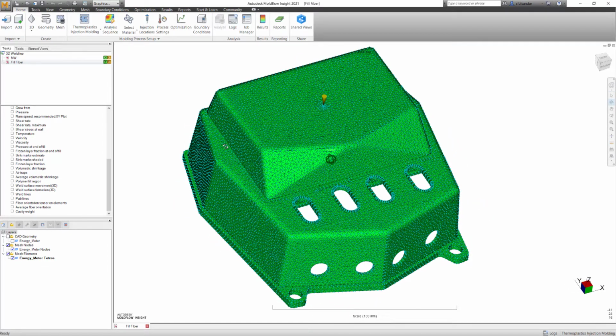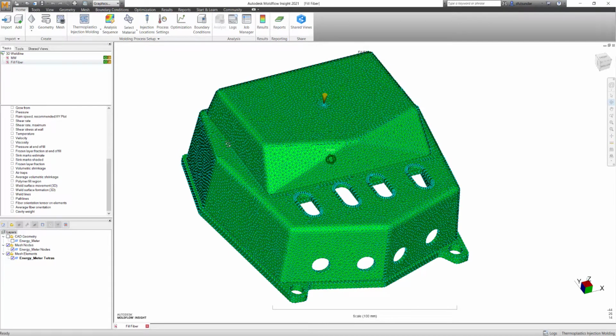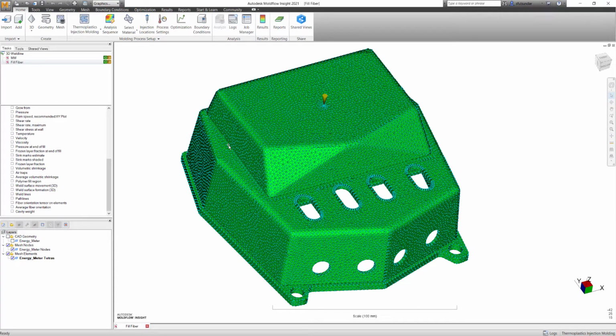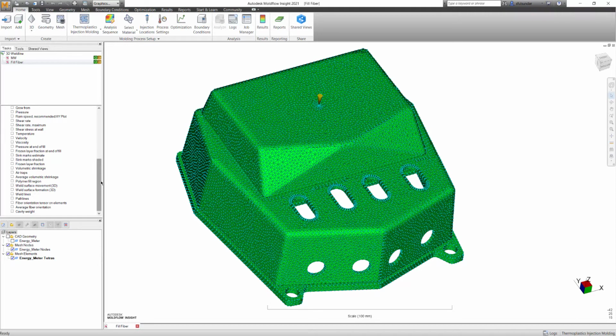In this short demonstration or workflow video, I'm going to discuss weld lines. Yes, surface weld line as well as the 3D weld lines. So this will help us to clear some of the doubts related to the surface weld line and 3D weld line.